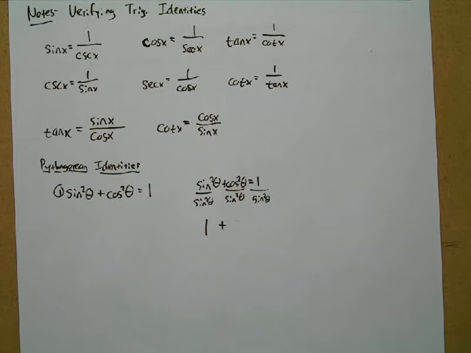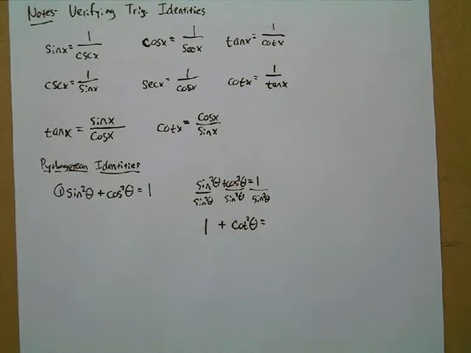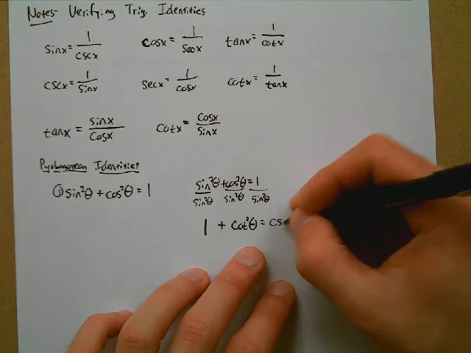And then what's 1 over sine squared going to be? Cosecant squared. Okay, and so there's another Pythagorean identity: 1 plus cotangent squared equals cosecant squared.